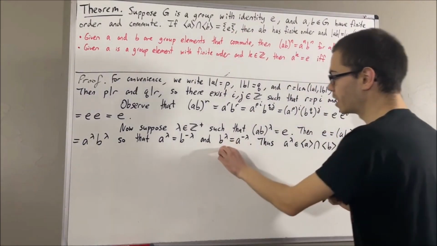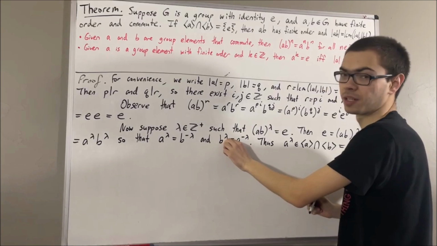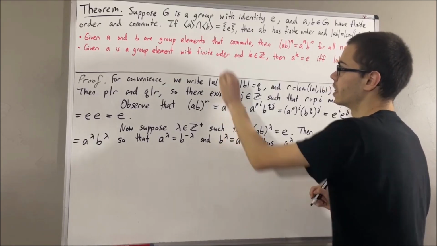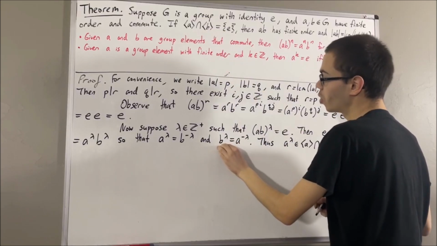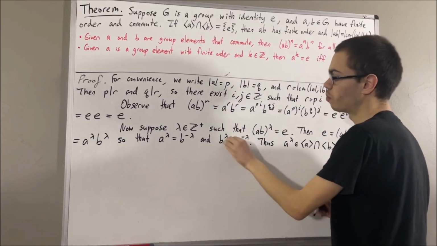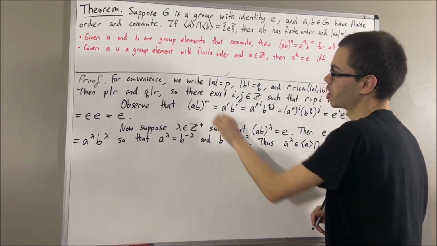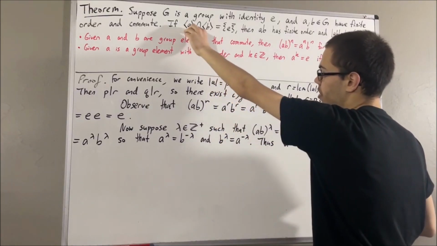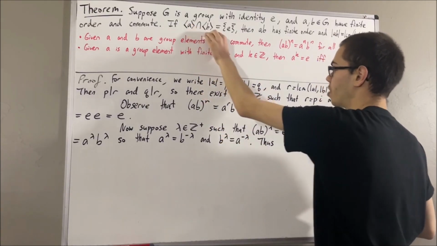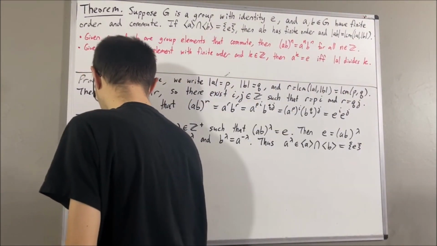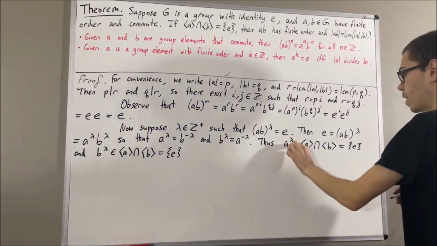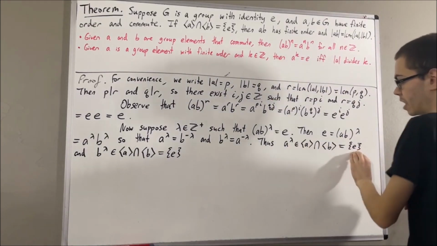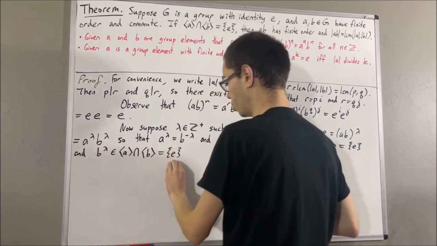Similarly, we know that B to the power of lambda is B to the power of some integer, so B to the power of lambda is an element of the group generated by B, but this tells us that B to the power of lambda is also A to the power of some integer, so B to the power of lambda also belongs to the group generated by A. So B to the power of lambda must belong to their intersection. And so this tells us that A to the power of lambda must be equal to the identity element, and B to the power of lambda must be equal to the identity element.